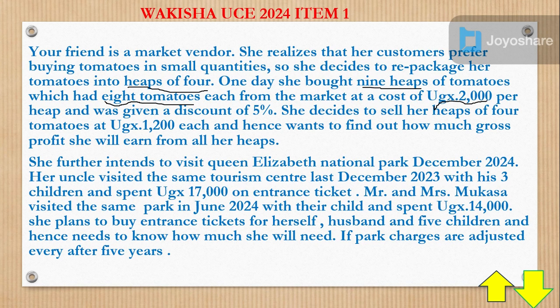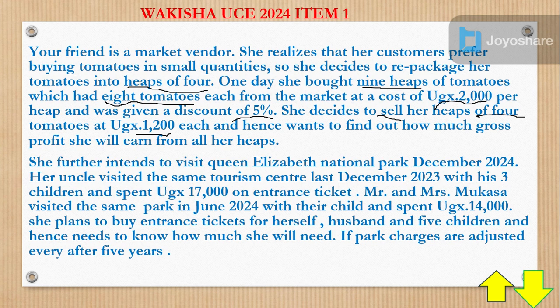Per heap, and was given a discount of 15%. I hope you must have covered this in your business mathematics. She decides to sell her heaps of 4 tomatoes at Uganda shillings 1,200 each, and hence wants to find out how much gross profit she will earn from all her heaps. So the aim of this person is to know how much she can earn from all her heaps, and we shall be doing that.